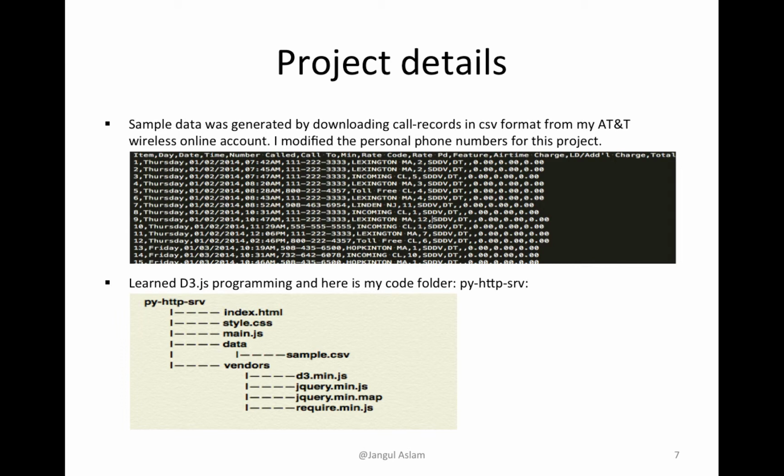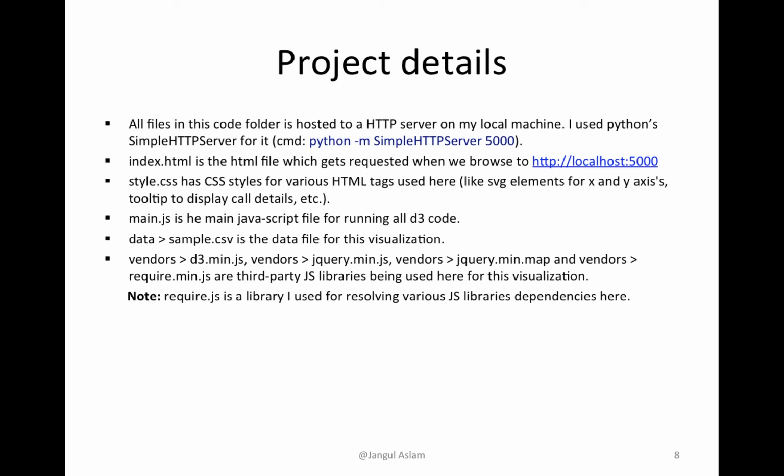And here is the directory structure of my project. Basically everything is in the py http server folder, where I have the index.html as my main HTML file. I have styles.css for styling. I have main.js, where most of the JavaScript related to D3 resides. And then I have a data folder which has the sample.csv, which is basically 3 months of CSV phone record data. And then D3 is a third-party JavaScript library. So I have a vendors folder where I have downloaded the minified versions of D3, jQuery, and required JS for implementing this project. And so that's what I just spoke about.